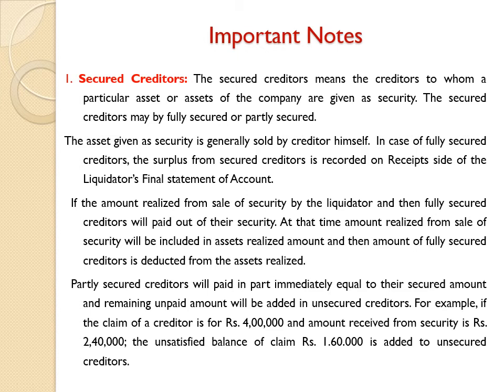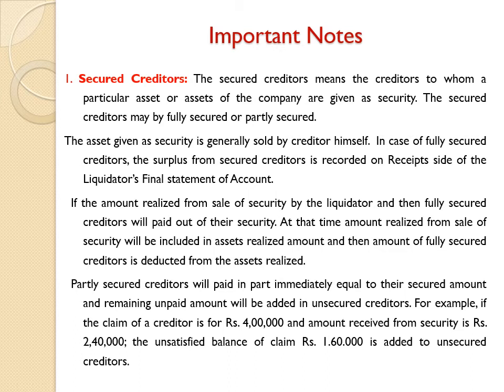In case of fully secured creditors, the surplus from secured creditors is recorded on the receipt side of the liquidator's final statement of account. If the amount is realized from sale of security by the liquidator, then fully secured creditors will be paid out of their security. At that time, the amount realized from sale of security will be included in assets realized, and then the amount of fully secured creditors is deducted from the assets realized.